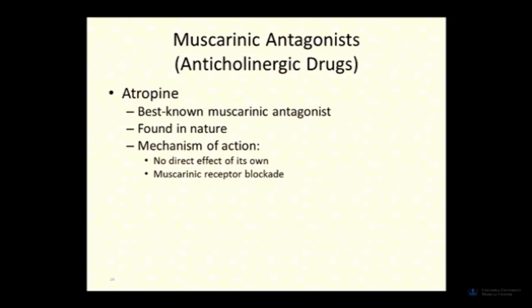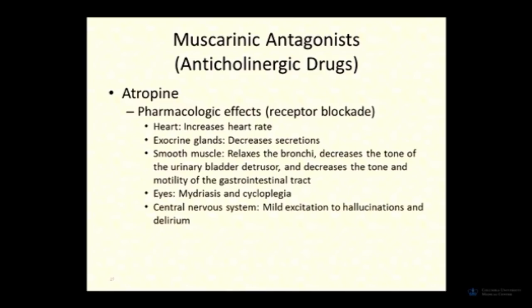Right, but when people took atropine, it blocks muscarinic receptors, so it's going to have all of those effects that we're talking about, right? Pupillary dilation, it increases heart rate. It will decrease secretions of exocrine glands. It causes bronchodilation. This is atropine now. Decreases muscle tone in the urinary bladder, so we're talking about now promotes urinary retention, it opposes voiding, and decreases muscle tone through the GI tract.